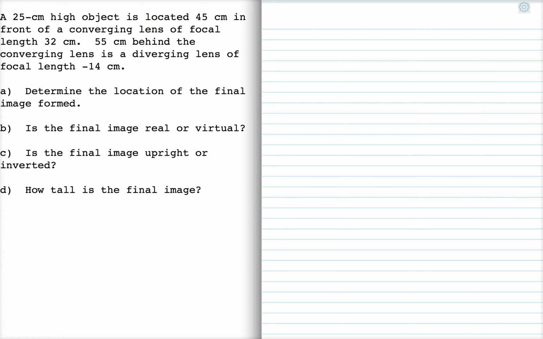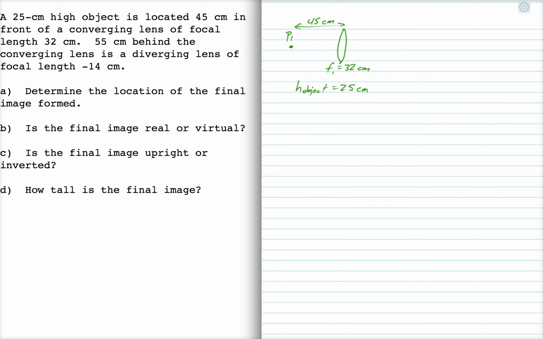Alright, well, we'll start with the diagram of this one. Translating what it tells me here, I've got a 32 centimeter focal length lens that's converging. And then this object out here, we'll call that P1, is located at a distance of 45 centimeters in front of that converging lens. And the height of the object is given to be 25 centimeters.